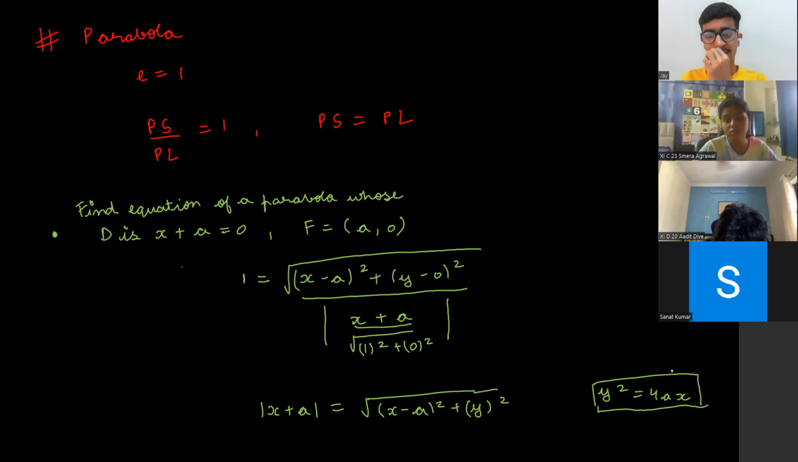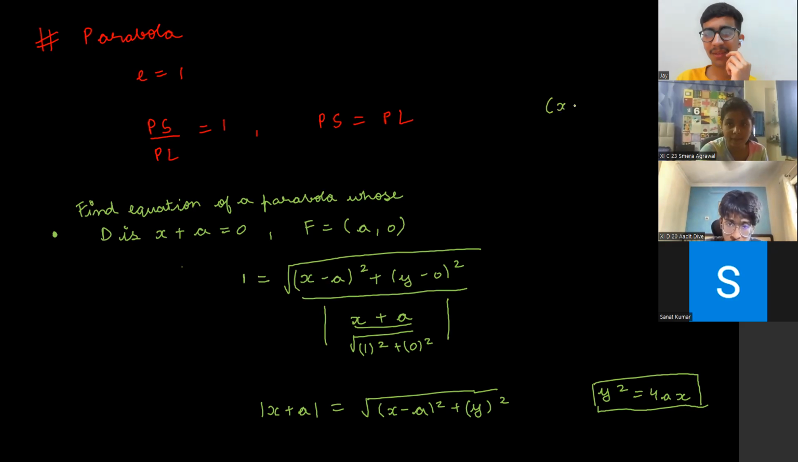Sir, you're taking x plus a to that side because we'll get the denominator as only 1, right? After we solve the root. Yes. And then we square both sides, right? Wait, how do you get 4ax? I'm getting 2ax. Sir, I am not getting it either.